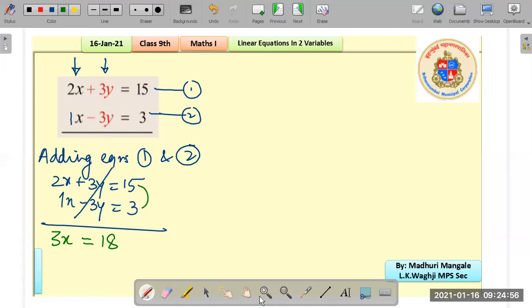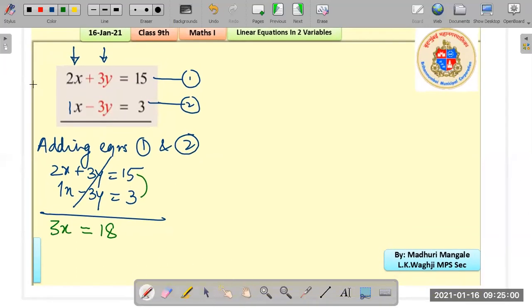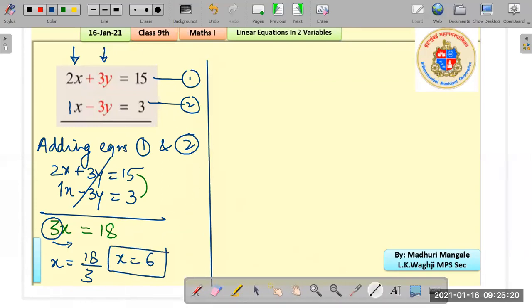And next we have to get rid of the 3. So 3 over here is in multiplication. It moves to the other side and becomes division. So x equals 18 upon 3. 18 divided by 3, we get x equals 6. And then put a box around it. So that is x. x equals 6.